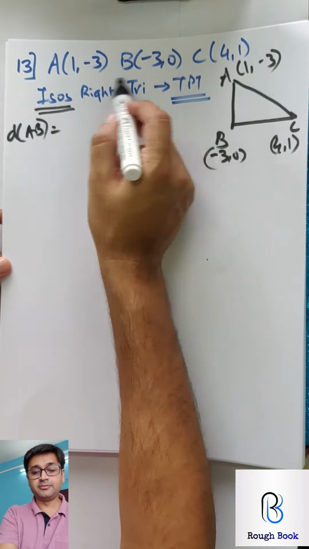Then distance BC, these two. So that is going to be minus 3 minus 4 square, and 0 minus 1 square under the root. So minus 7 square 49 and 1 square 1. So that also becomes root 50. Last one, distance AC. So A and C. So 4 minus 1 square and 1 plus 3 square under the root. So 4 minus 1 is 3 square 9 and 4 square 16. So I get root 25, or you can say 5.